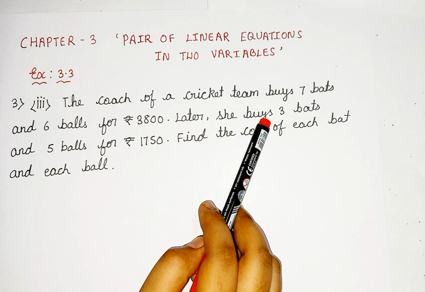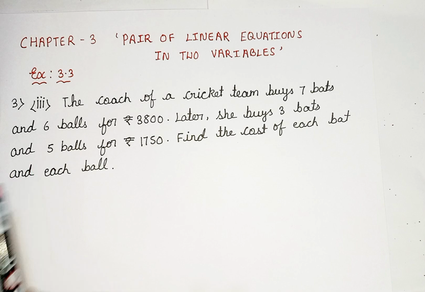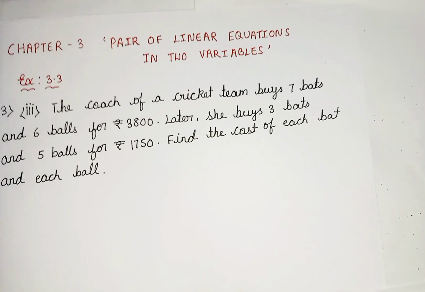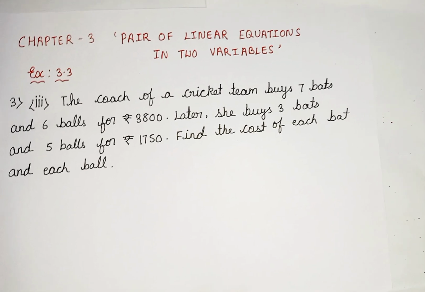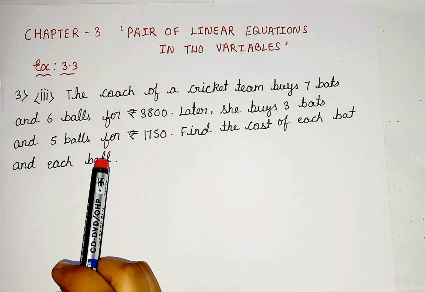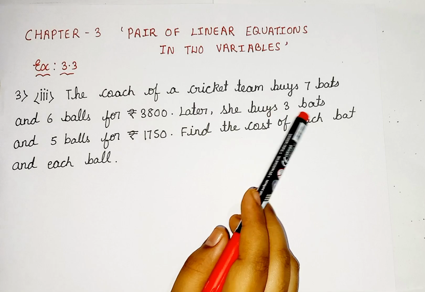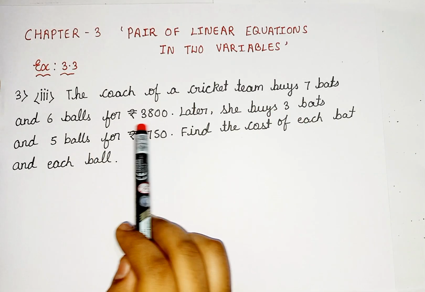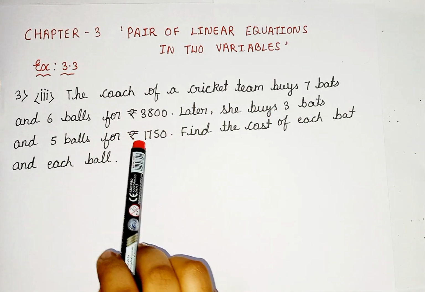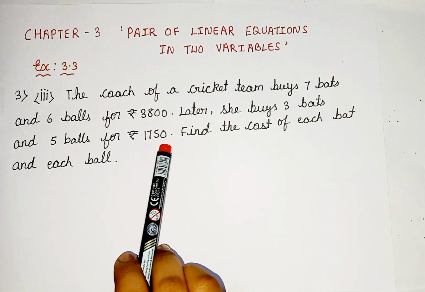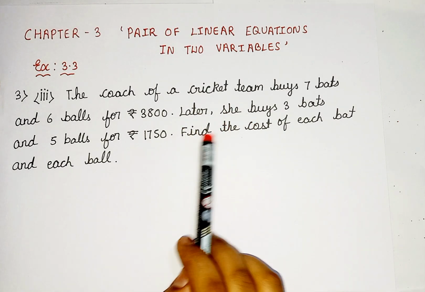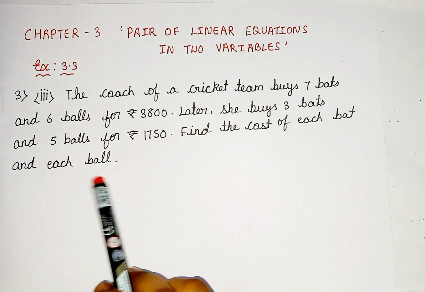Later, she buys 3 bats and 5 balls. Later means after some days, or you can say after a day. So after a day she decided to buy 3 bats and 5 balls. So that time she paid rupees 1,750. Now we are supposed to find the cost of each bat and each ball.